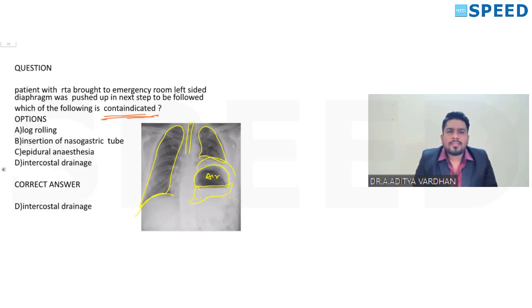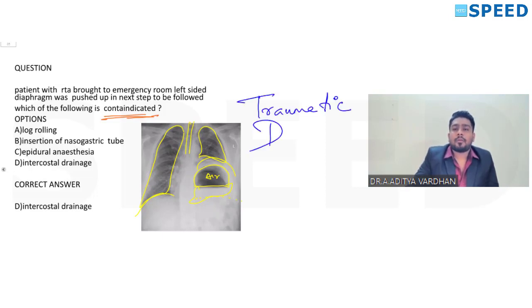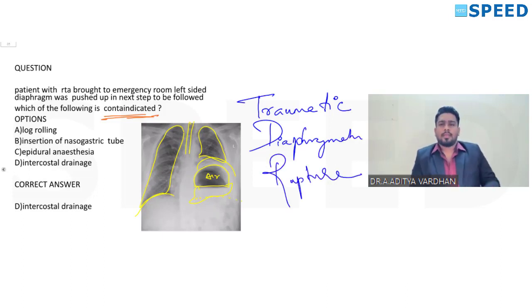So this is the typical case of, remember it, the diaphragm has gone very high, traumatic because of RTA, the diaphragm going up, right, diaphragmatic rupture. Okay, in such a case, which of the following is contraindicated is putting an intercostal drainage. If I put the intercostal drainage, it will puncture the viscera which has come up. Okay, so it will puncture. That's why intercostal drainage is contraindicated.